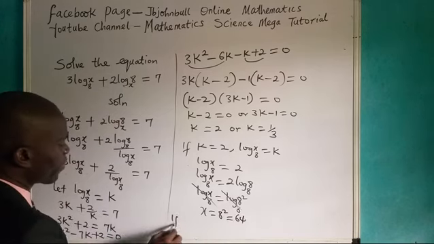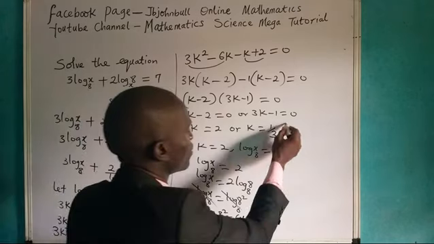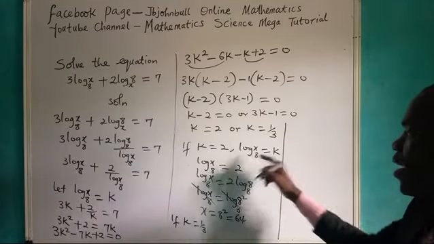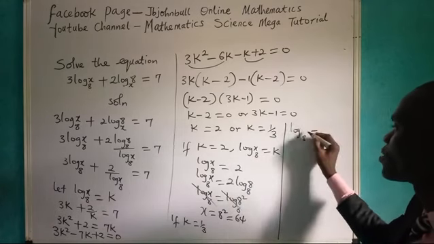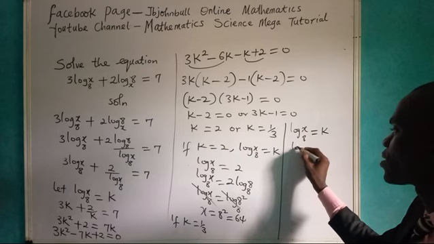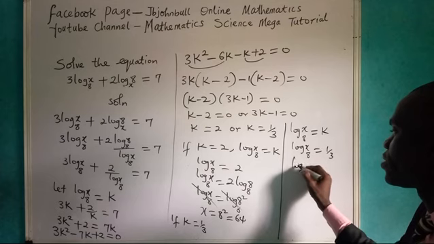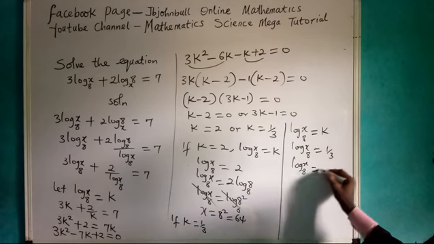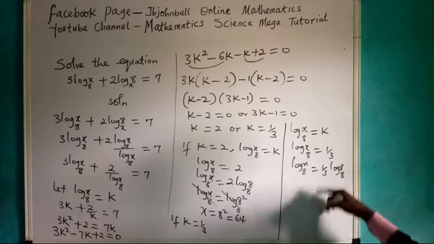Okay, what about if k is equal to 1 over 3? What will happen? I want to work it here. Don't forget that we said log x base 8 is equal to k. Please don't forget that. And for this, we can say log x base 8 equals 1 over 3. I need to equalize the equation. I will now have log x base 8 equal 1 over 3 log 8 base 8. I will take it over.